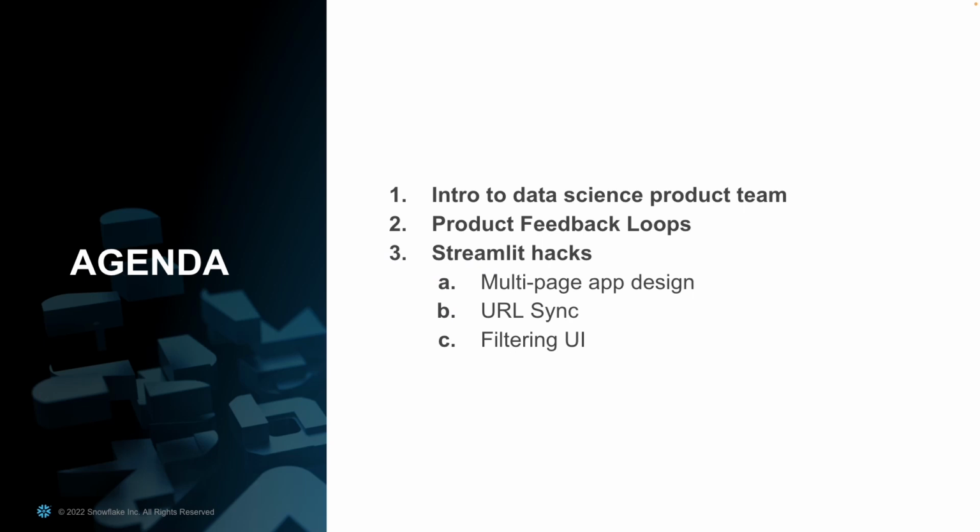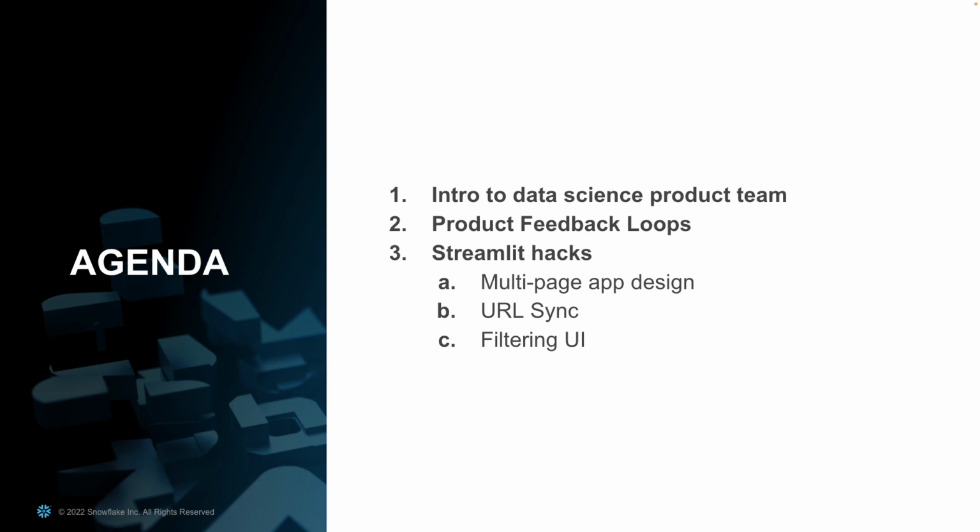So for the agenda today, I'm really just going to talk to you all about three different things. The first is an introduction to the data science product team. That's just going to be who it is, what we do, what's our remit, that sort of stuff. The second is an introduction to the product feedback loops that we have, how we think about feedback loops within Streamlit, how we think about the open source community and creating new products and all of that sort of fun stuff. And then the third thing is what we're calling Streamlit hacks, which is stuff that the data team has built on top of Streamlit. There's three of these different hacks that I'll chat about.